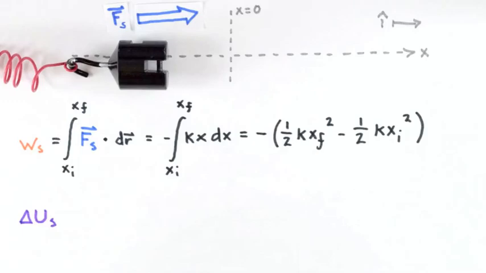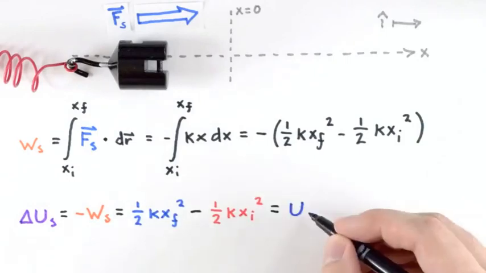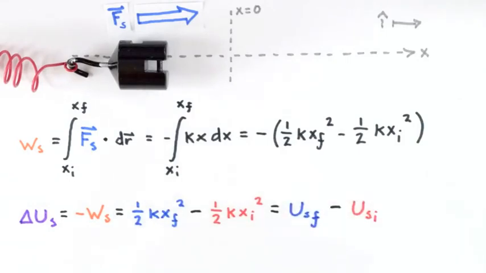If we take the spring and the mass as our system, then we can define the change in the spring potential energy, delta U sub s, as minus the work done by the spring. Moreover, by expanding out delta U sub s as U sub s final minus U sub s initial and comparing, we see that the spring potential energy can be written as 1/2 k x squared.